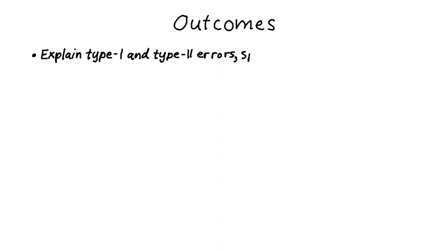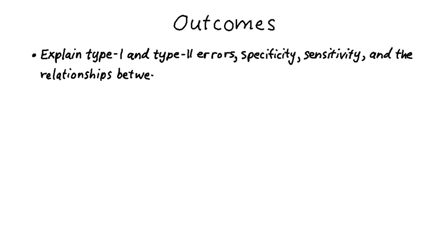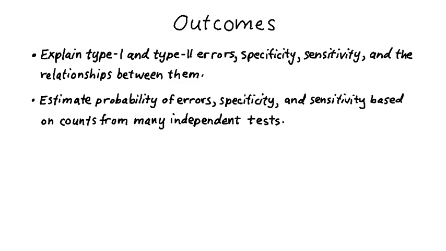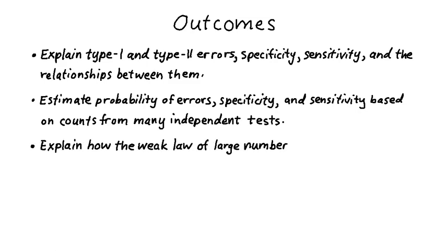You should now be well positioned to do at least three things. You should be able to explain type 1 and type 2 errors, specificity, and sensitivity. And you should be able to explain the relationships between them. You should be able to estimate the probability of errors, specificity, and sensitivity based on counts of test subjects. Finally, you should be able to explain how the weak law of large numbers justifies certain estimates of probability.